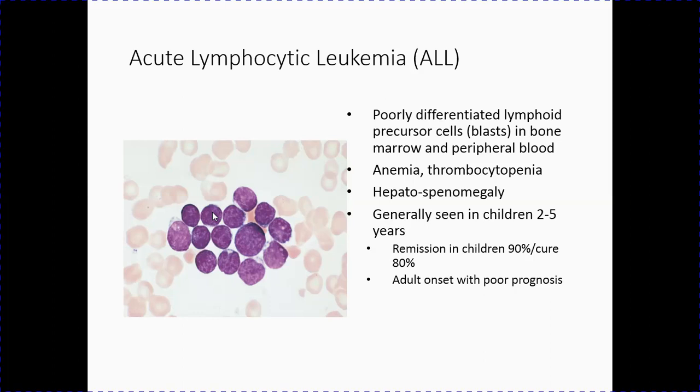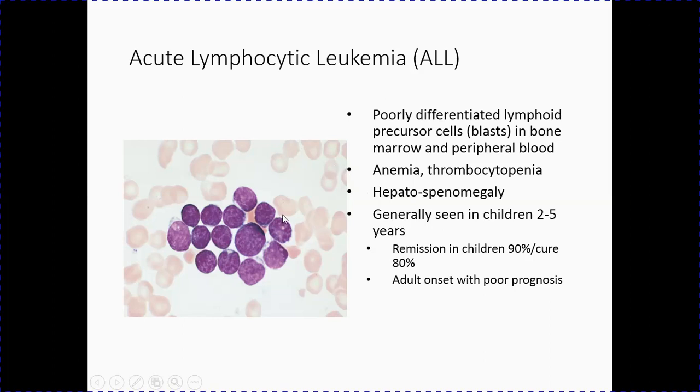The first one we're going to look at is acute lymphocytic leukemia, or ALL. Acute lymphocytic leukemia is characterized by poorly differentiated lymphoid precursor cells, aka blasts, in the bone marrow, and we see them in the peripheral blood. The development of this rapid onset of these precursor cells ends up in the bone marrow, proliferating so quickly that it forces the other cell lines to reduce their cell production, kind of forces out these other cells from the bone marrow. So patients end up with a fairly high degree of anemia and thrombocytopenia.